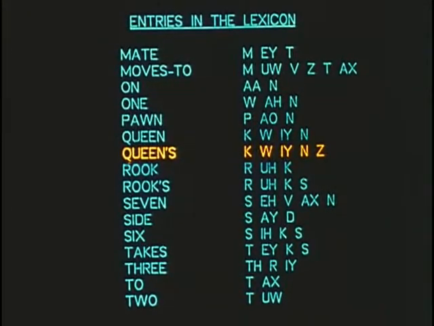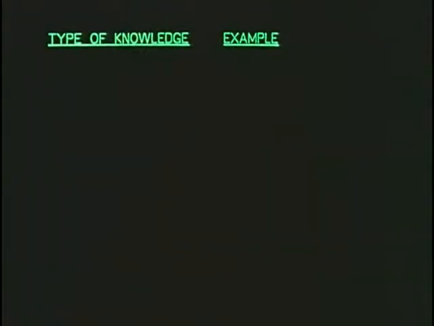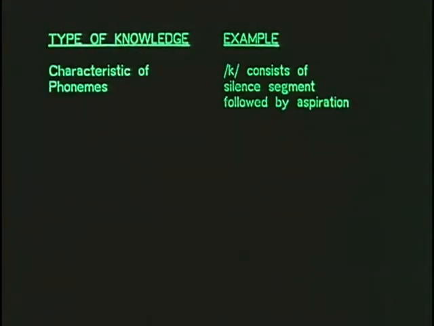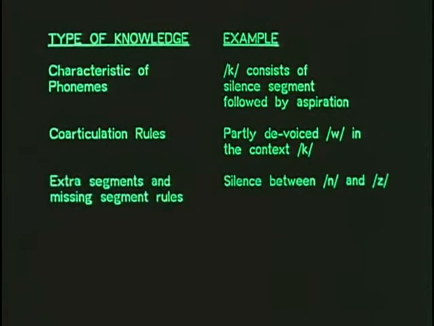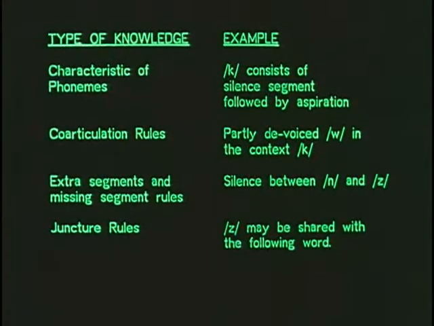This match is based on several types of knowledge at the acoustic phonetic level. For example, the system knows that the sound k usually occurs as a silence-like stop segment, followed by a noise-like aspiration segment, that the sound w may be partly devoiced in an unvoiced context, that there may be an unexpected silence segment between n and z, and that the z might be shared with the next word if that word happens to start with a fricative-like segment.